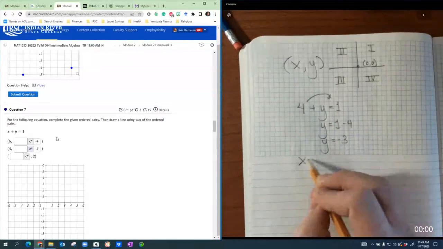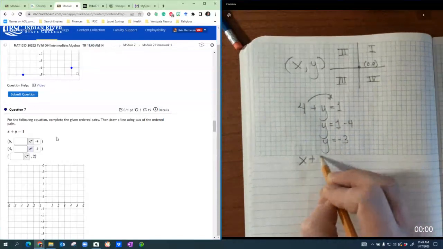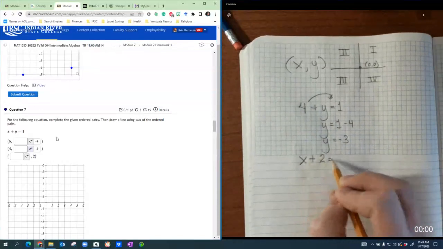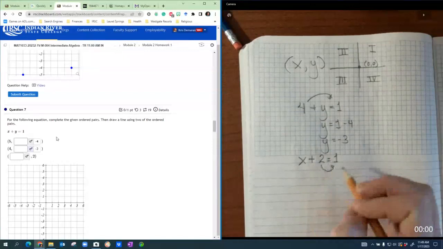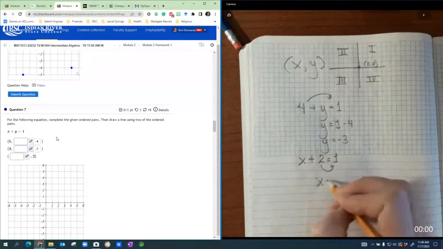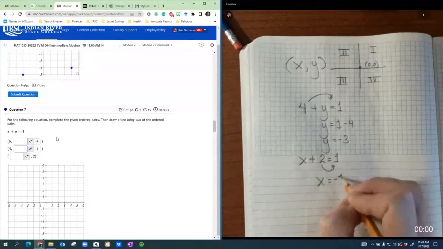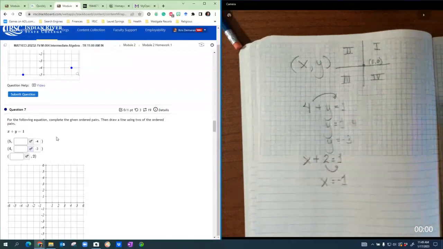Go ahead, and some of you are like, oh, Dr. D, you're going too fast. Well, it's because you probably need to work on your simple addition and subtraction in your head, because all I'm doing is simply subtracting 2 from both sides and getting -1. That shouldn't be overcomplicated. And I could have done that mentally, okay?